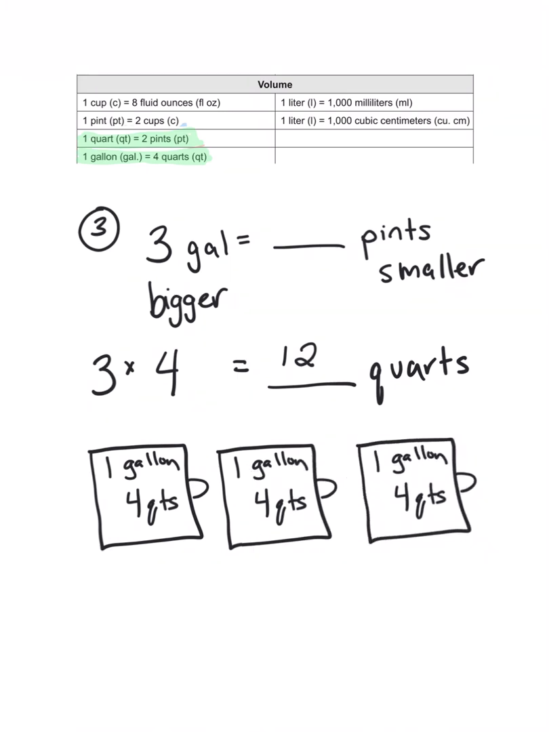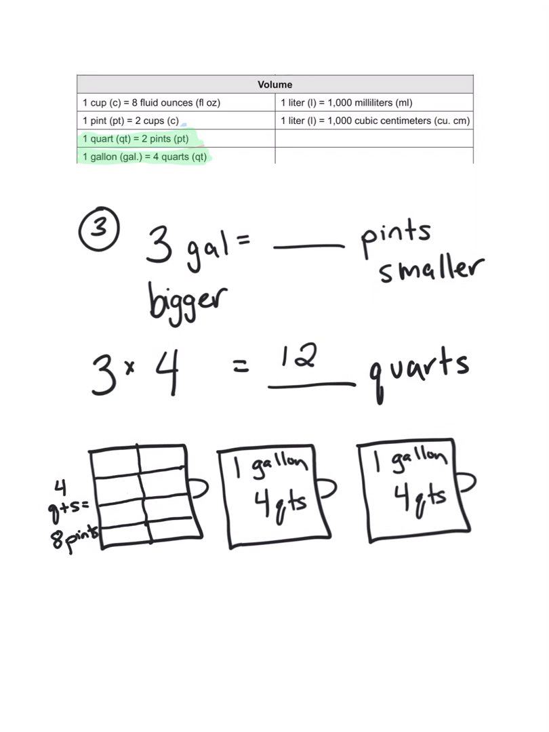Now, in each of these quarts, I can further divide each quart into 2 pints. So in order to show that, I'm going to show the 4 quarts that are in this gallon. That's 4 quarts. And then I'm going to divide each quart into 2 pints. So this is 2 pints, this is 2 pints, this is 2 pints, and this is 2 pints. That's a total of 8 pints in my whole gallon.